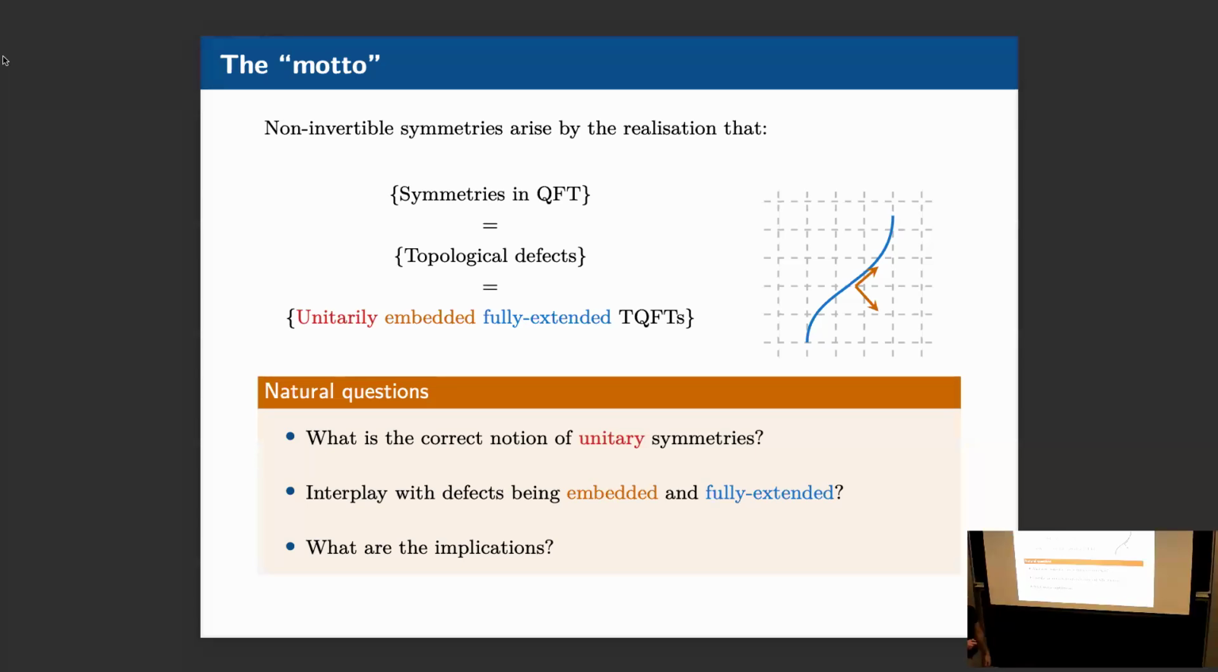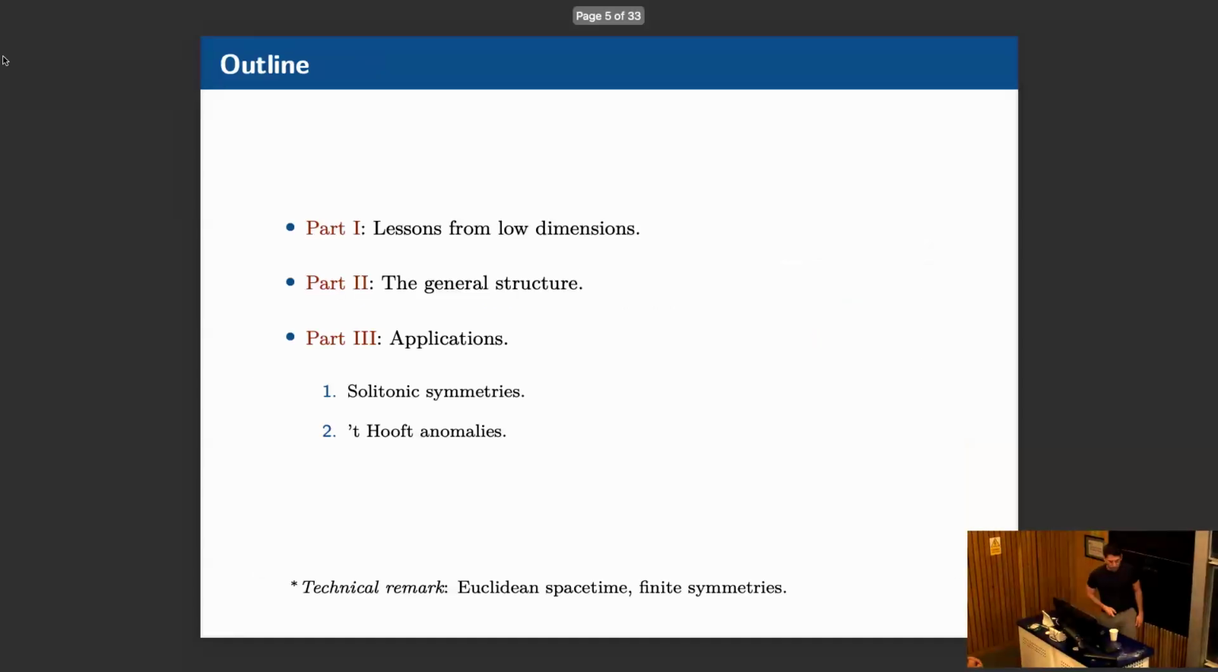And if there is such a notion, then the interesting question is whether we can find some implication of this. Physically, we can find some non-trivial statements once we start to take into account unitarity. So the talk from now is going to be divided in 3 parts.